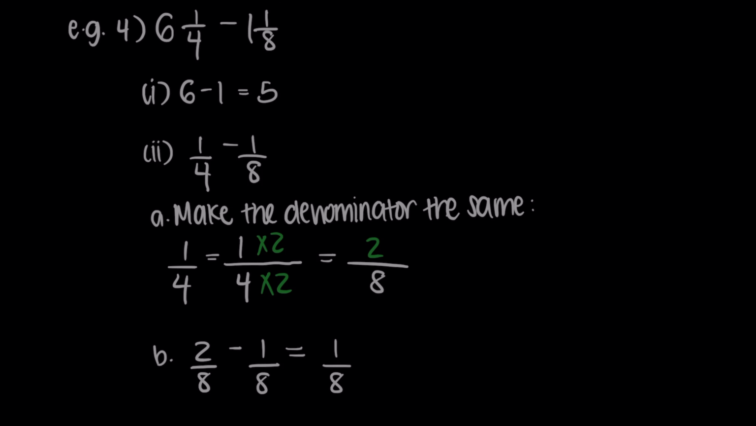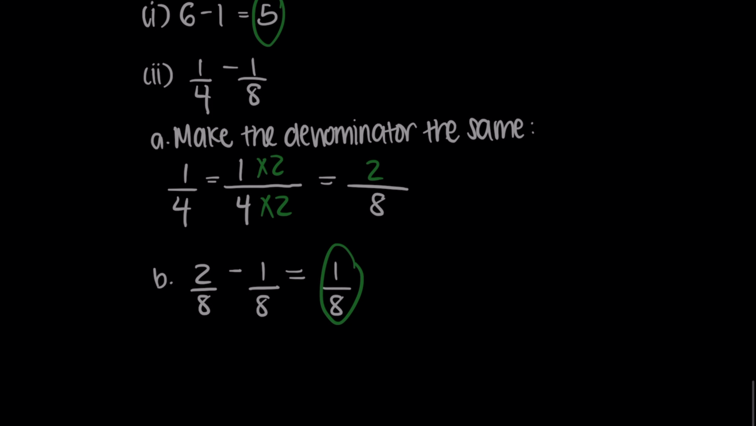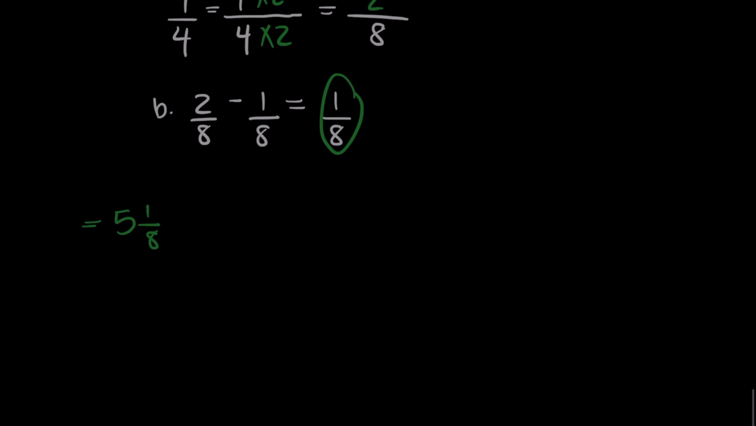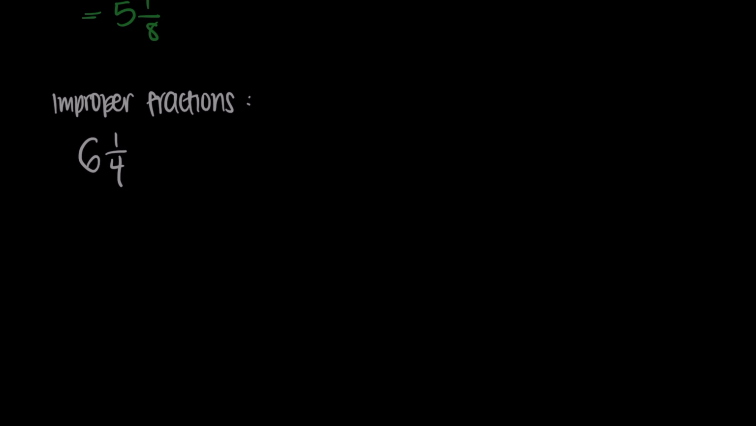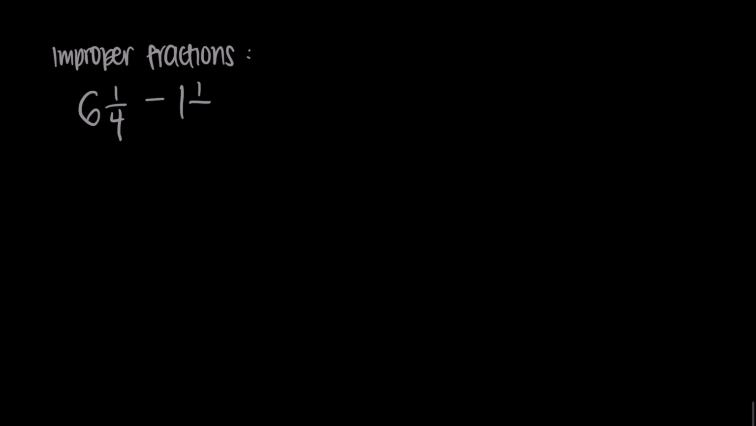The answer is now 5, the result of subtracting the whole numbers, and 1/8, the result of subtracting the fractions. So the answer is 5 and 1/8. Again, we could do the same thing by just converting everything to improper fractions.